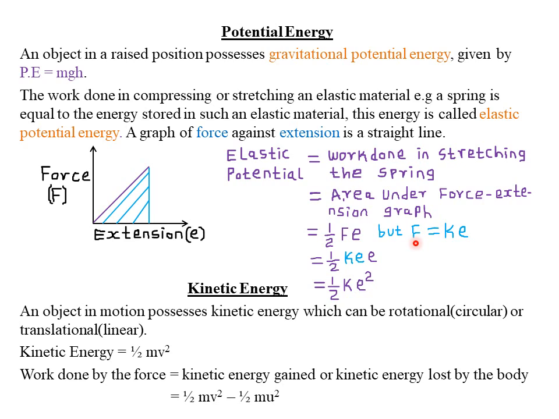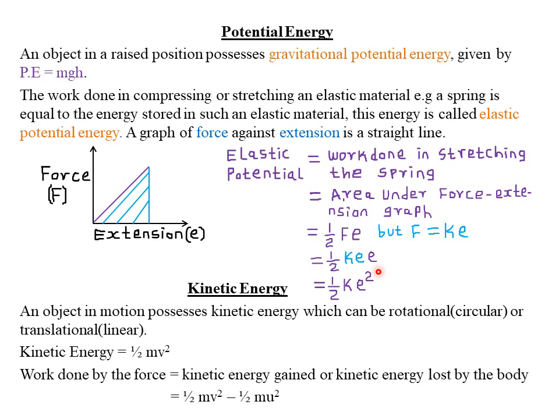But from Hooke's law, we saw that force is equal to Ke, where K is the spring constant and E is the extension, and of course F is the stretching force. So if I substitute F with Ke, I will have the elastic potential, which is equal to the work done in stretching the spring, being equal to a half times F. Remember, F is Ke multiplied by the E that had remained here. Therefore, E times E gives extension squared. Therefore, the elastic potential shall be given by the formula a half K times extension squared, especially for the case of a spiral spring.